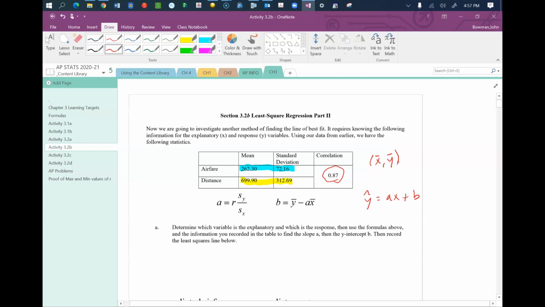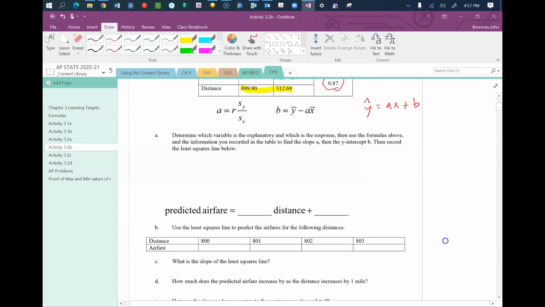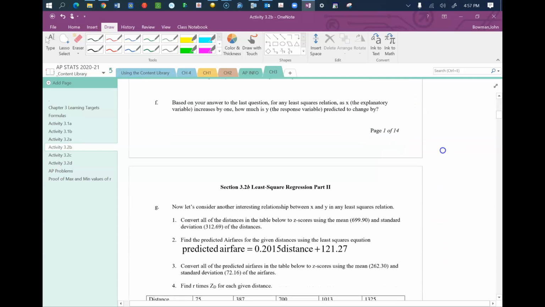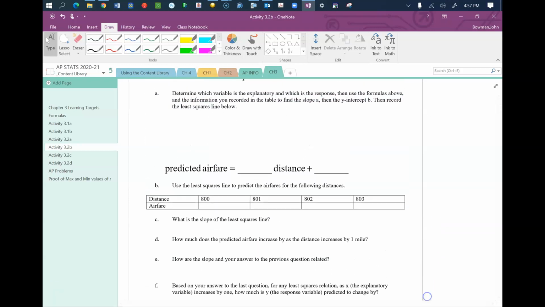I encourage you to take a moment to actually do that right now. Use this information and find the slope using this formula, r times sy over sx, and the y-intercept then using the other formula, b is equal to y bar minus a times x bar. When you get done with that, you should get the same equation that we got in the last activity for the least squares regression line. So go ahead and pause the video right now and do that.